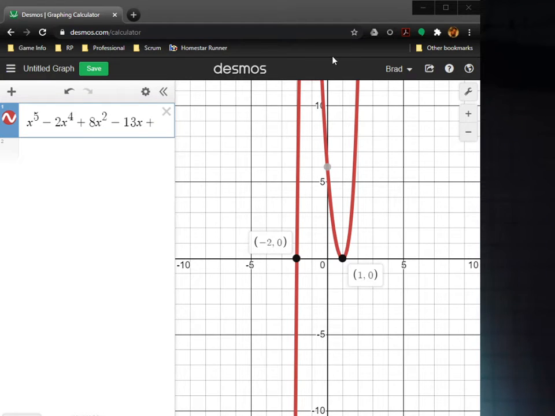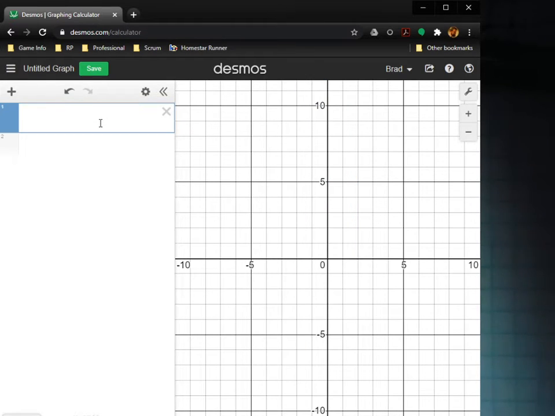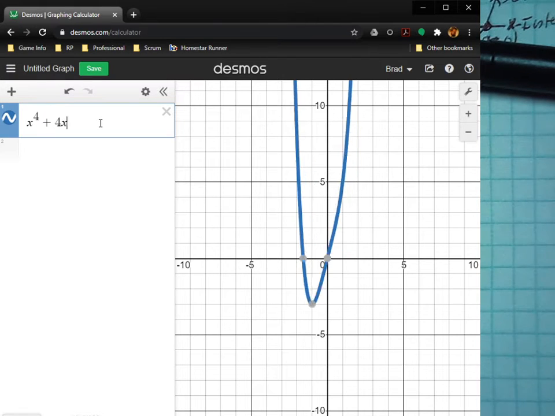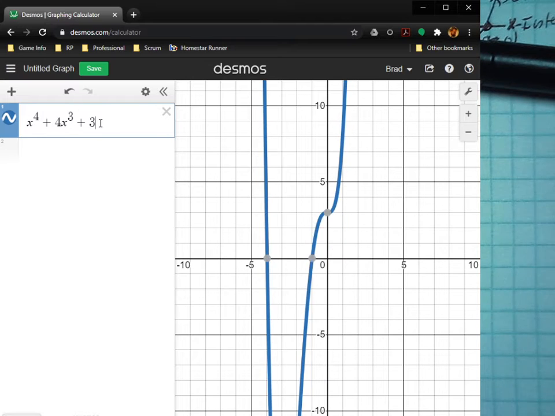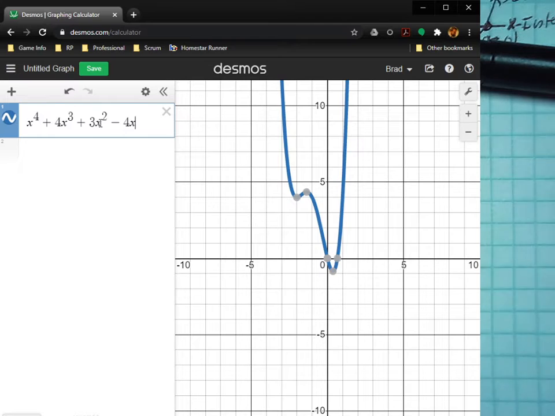So what I'm going to do is go to my graphing calculator, Desmos, which still has an old example in it. And I'm going to type this example in: x to the 4th plus 4x to the 3rd power plus 3x squared minus 4x minus 4.